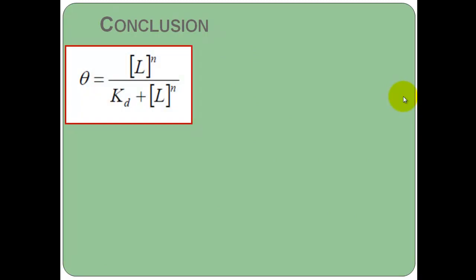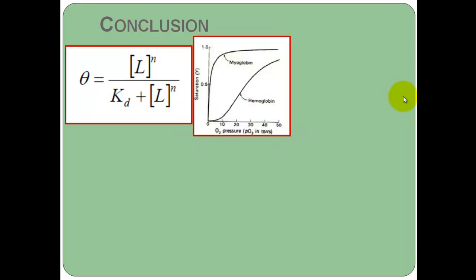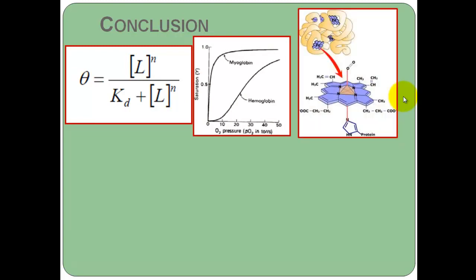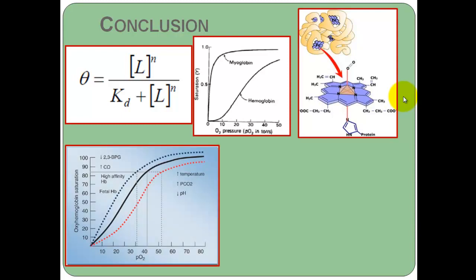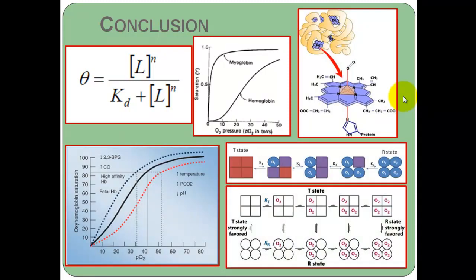So just to recap some of the concepts that we covered in this video, we looked at binding reactions and the dynamics of binding. We looked at fractional occupancy and how you obtain the fractional occupancy curves for myoglobin and hemoglobin. We then looked at the structure of hemoglobin and how different molecules affect its binding. And finally, we looked at two possible models to describe hemoglobin while also realizing the limitations of each.